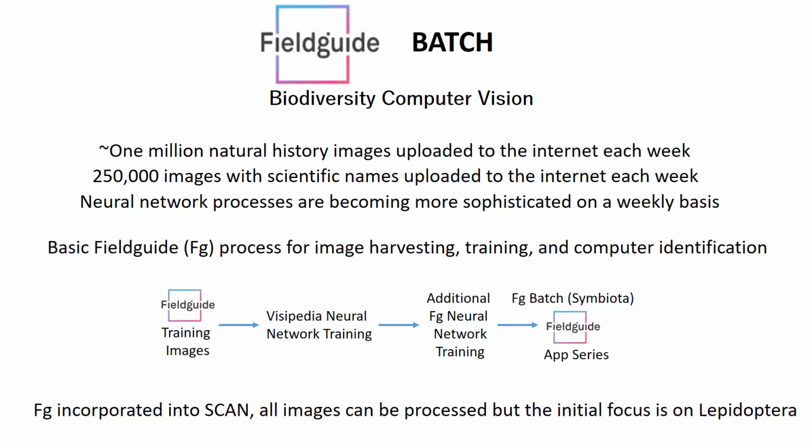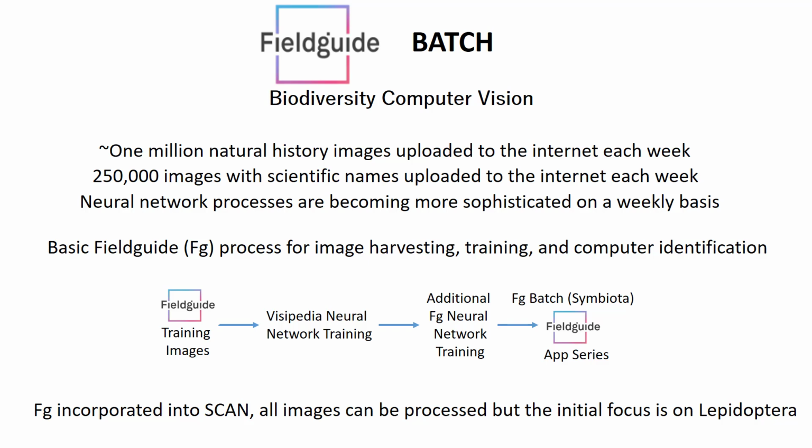So 1 million natural history images are uploaded to the internet each week. About 2,500,000 of those have scientific names. So there's lots of raw images being created weekly, and a lot of those are nicely identified and can be used as training images to identify the unidentified images. And if you put that together with the fact that neural network processes are becoming more sophisticated on a weekly basis, this is only going to become a more and more powerful tool that we can use where we're not totally reliant upon human taxonomists who are extremely busy.